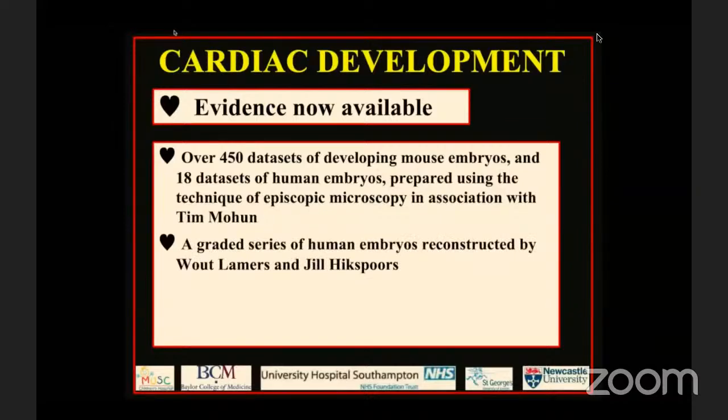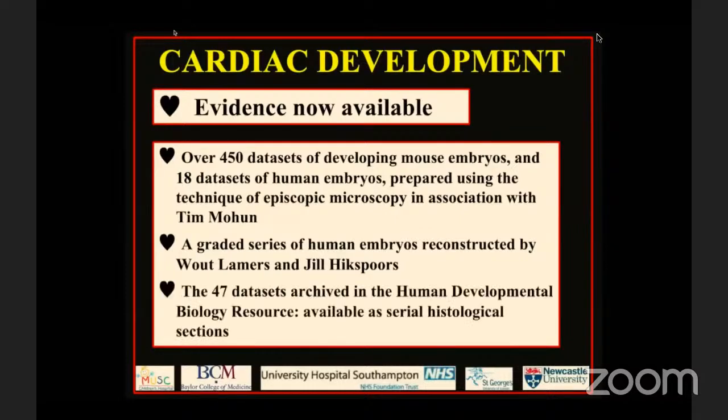More importantly, we now have access to a series of human embryos through the key stages of development that were prepared by Wout Lammers, Jill Hicks-Poors from the University of Maastricht in the Netherlands. And I can back that up with archived material that's available in the Human Developmental Biology resource. And that is housed at Newcastle University, but the Institute of Child Health is part and parcel of the preparation of that archive.